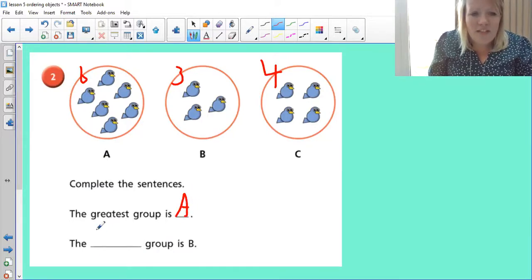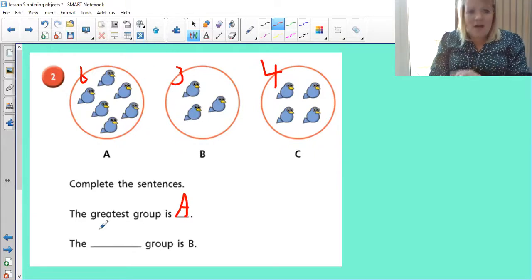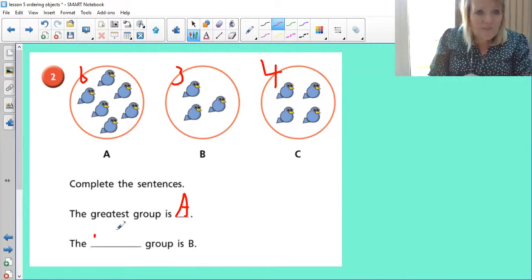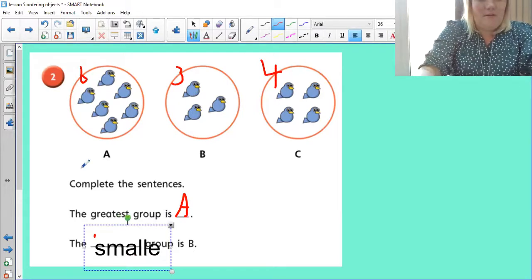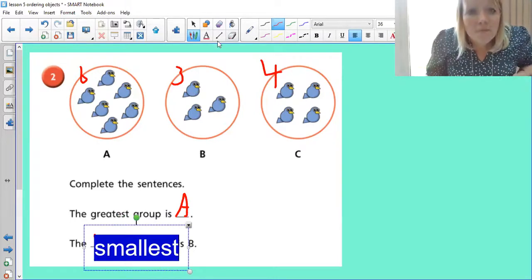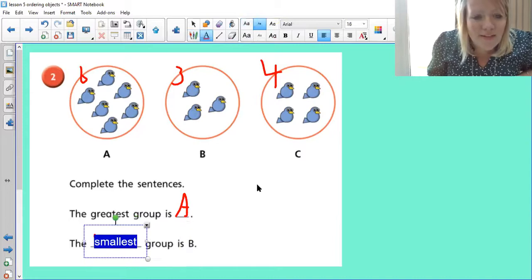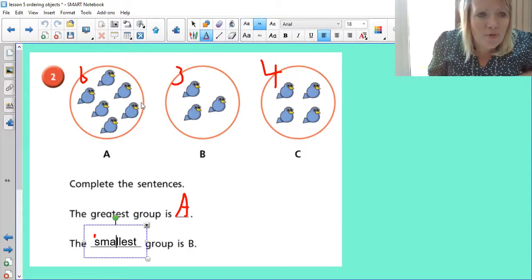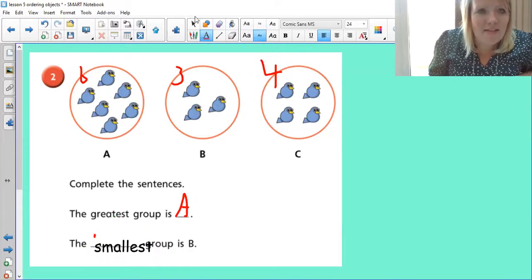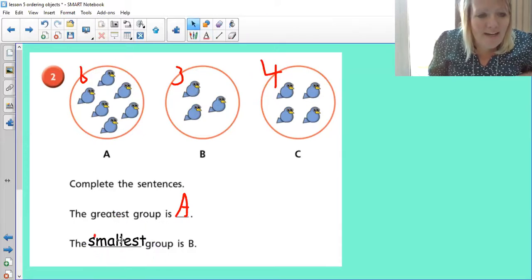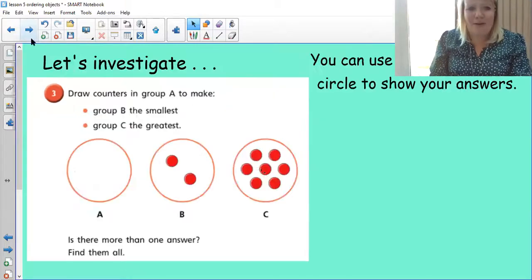Oh, what do you think this word will be then for group B? So it's got three. What number's that? The smallest. I'm actually going to type that in because I won't be able to write that in there for you. The smallest group is group B. Excellent. Well done. You're very good at this.